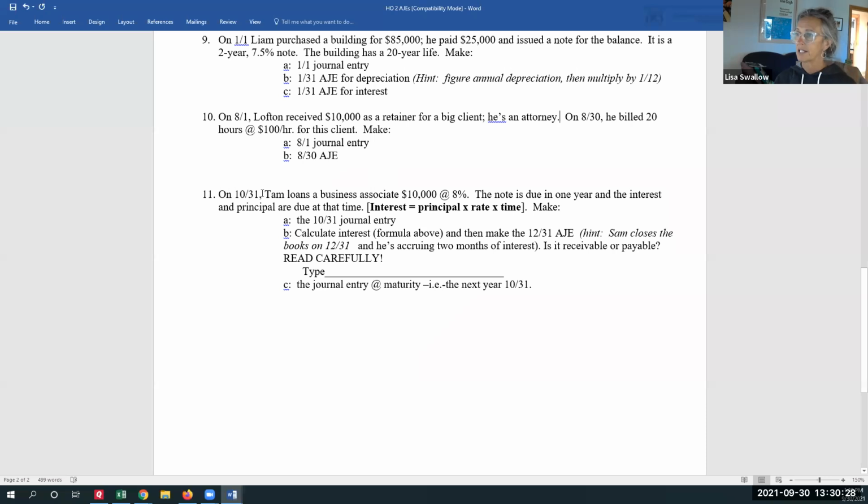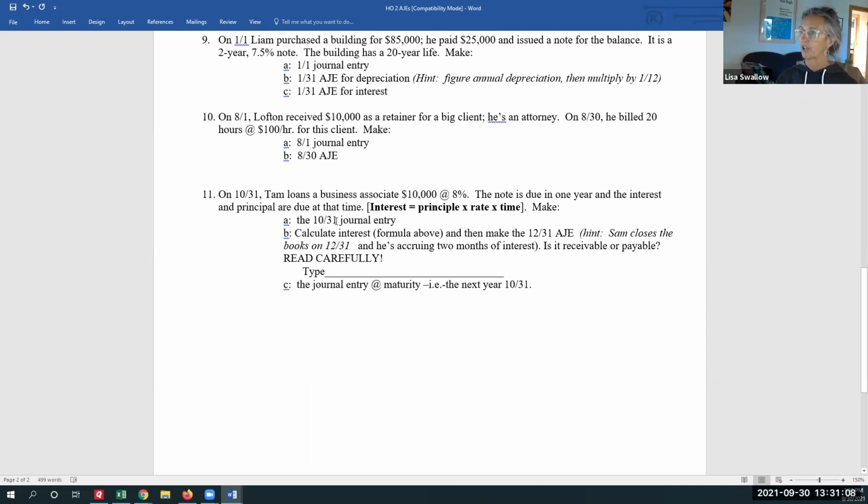So this one is, here I am at the end of October, and Tam loans a business associate 10 grand. So say she wants to help them develop their business because she thinks there's going to be potential collaboration in the future. So she says to her business associate, okay, here, I'm going to write you a check for 10 grand. I'm going to charge you a nice, healthy, oops, I misspelled principal. I'm going to charge you a nice, healthy interest rate, 8% APR. And I'm going to give you 1 year to pay me back the 10 grand plus all the interest.